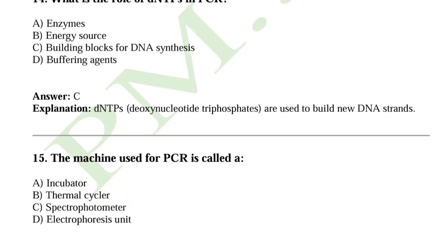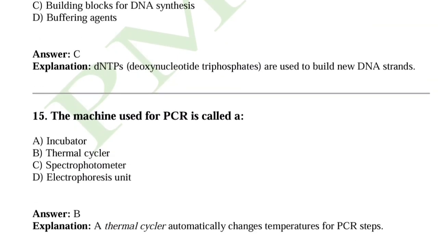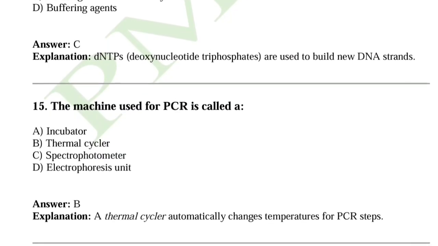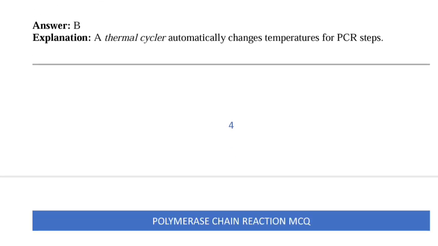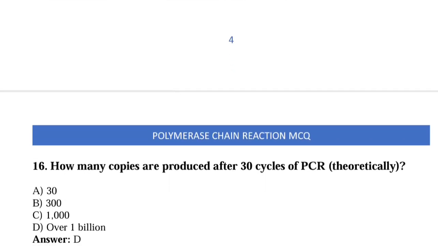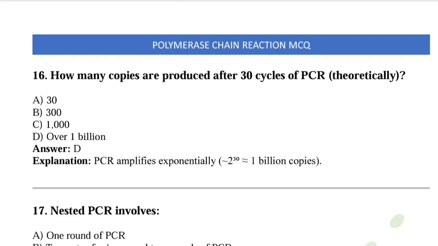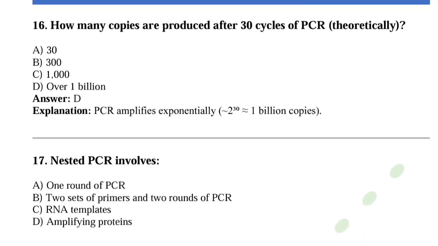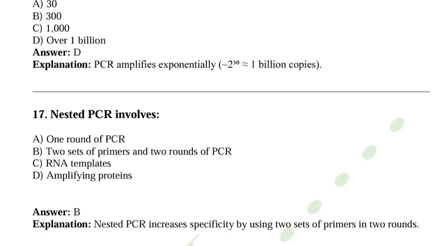Question number 15. The machine used for PCR is called. So it is known as thermal cycler. Okay, option B is correct, the thermal cycler automatically changes temperature for PCR steps. Question number 16. How many copies are produced after 30 cycles of PCR theoretically? Okay, so option D is correct, 1 billion copies can be produced after 30 cycles of PCR. Now come to question number 17. Nested PCR involves 2 sets of primers and 2 rounds of PCR.